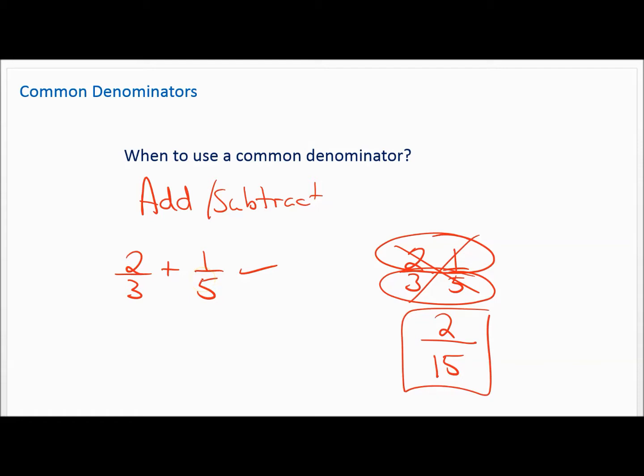You can't just say 2 plus 1 is 3 and 3 plus 5 is 8. That's not allowed at all. You must have a common denominator. Okay, so when do you need it? When you add and subtract only, not when you multiply and divide fractions.